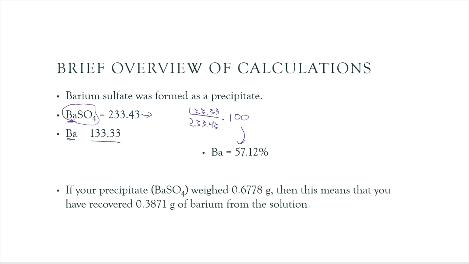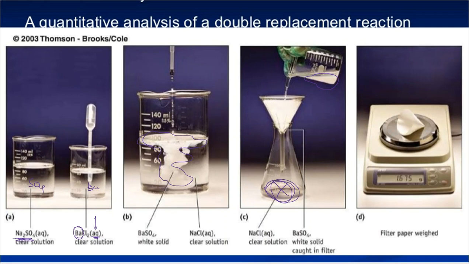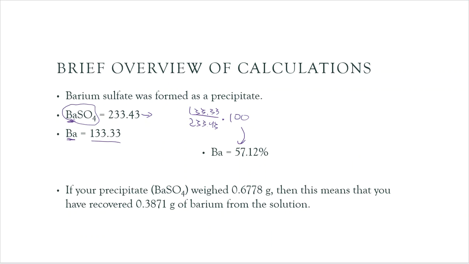That means in a laboratory, the solid that I have filtered and dried is barium sulfate. This mass that I will get from the balance represents barium sulfate, but only 57% of that mass is from barium. So, a little more follow-up on the math. Let's say that the solid, after it dries, weighed 0.6778 grams. Okay, this is the total. That's barium sulfate. That's your precipitate.